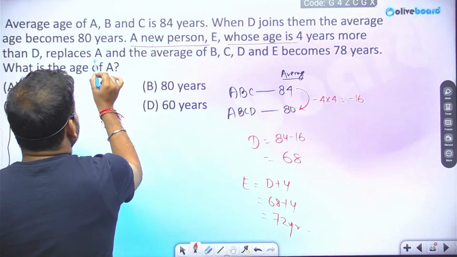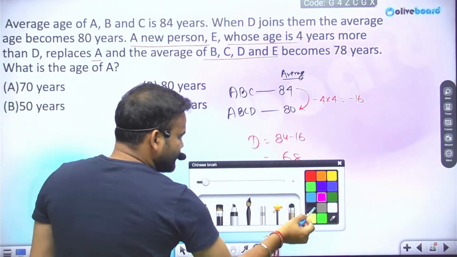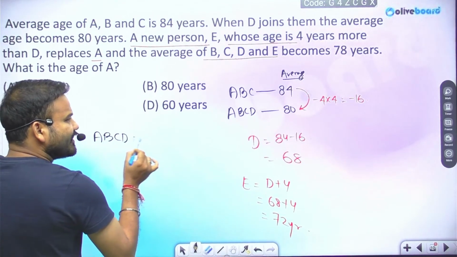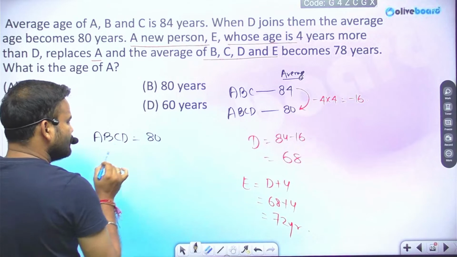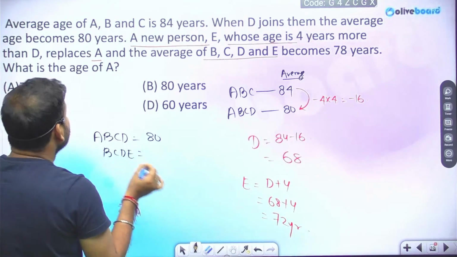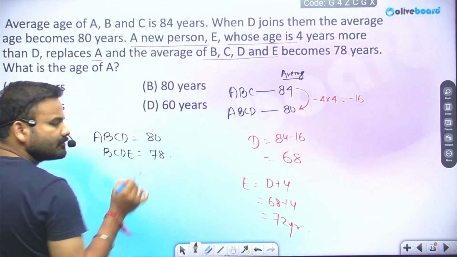E replaces A, and the average of B, C, D, E becomes 78. Fine. See, first we had A, B, C, D with an average of 80. Now this A is being replaced by E, and hence the average becomes how much? 78. This is the average.